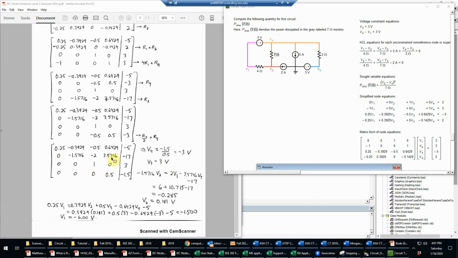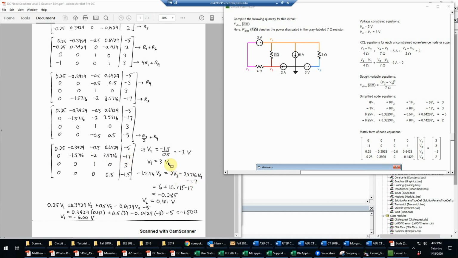Then to find V2, we go up to the next row. So notice we're going from bottom to top here because that's obviously the easiest way to do because these are zeros. So we go up here now and we'll write that negative 1.5716 V2. We'll put all the other stuff on the right-hand side because we know V3 and V4. So that'll equal 2V3 minus 0.35716 V4. And then, of course, minus 17, the original constant.